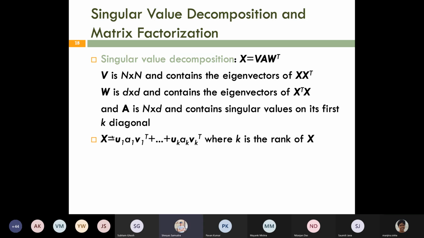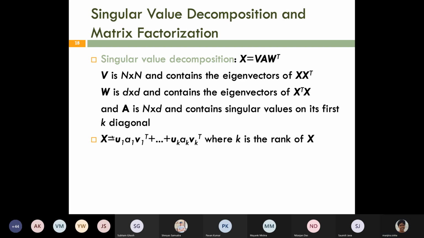Ma'am, if the original dimensions are 10, then we solve for A, which will be a 10 by 10 matrix, but we will only consider the first three columns. Not 10 by 10, it is N cross 10. Yes, so we will only consider the first three columns, the first three diagonal elements. Yes, it will be a diagonal matrix, so the first three diagonal elements.